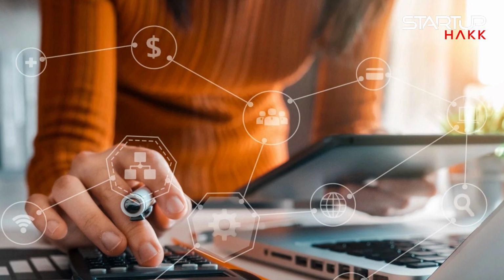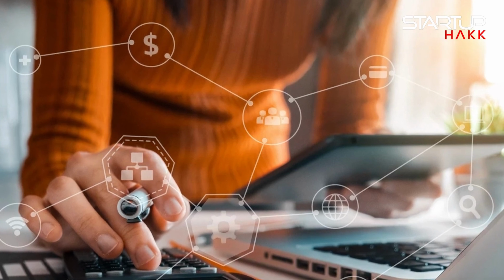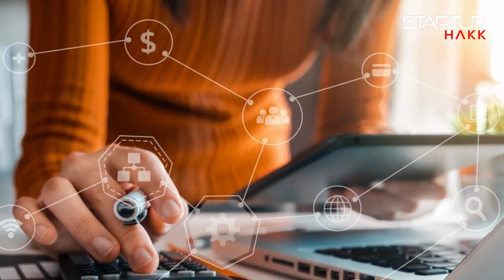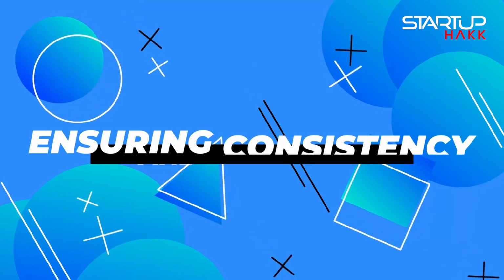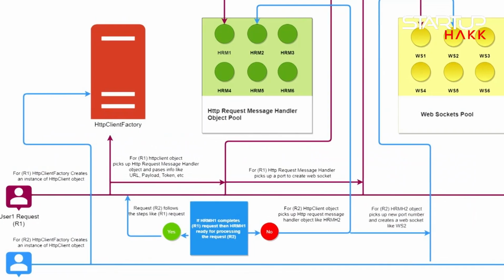So let's dig into how this efficient resource management works with HttpClientFactory. HttpClientFactory optimizes resource use by pooling HttpClient instances. This not only prevents socket exhaustion, but also reduces the overhead associated with repeatedly creating and disposing of HttpClient instances.